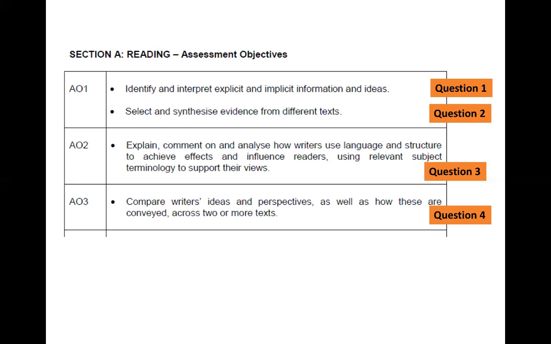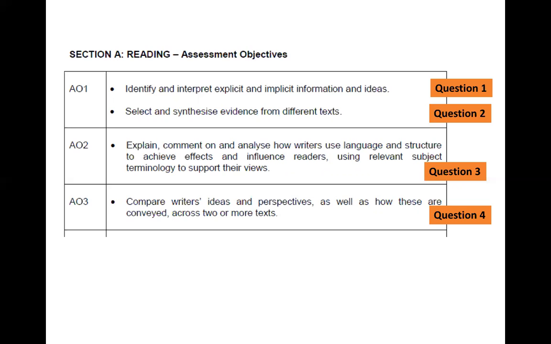Assessment objective 2 tests you on your ability to explain, comment on and analyse how writers use language and structure to achieve effects and influence readers, using relevant subject terminology to support their views. This assessment objective only applies to question 3 in this exam, the same assessment objective that looked at questions 2 and 3 in paper 1. So we're focusing on language and/or structure, depending on how the question comes up.